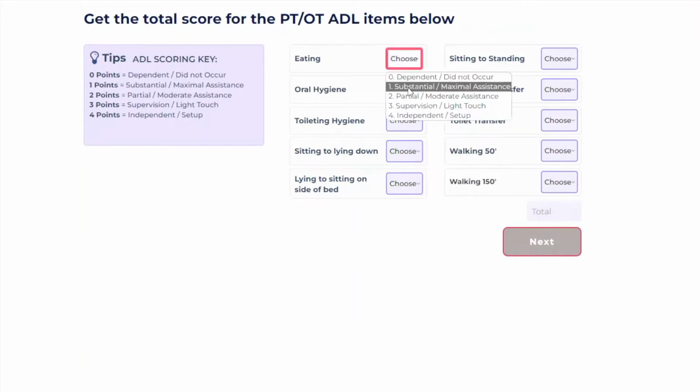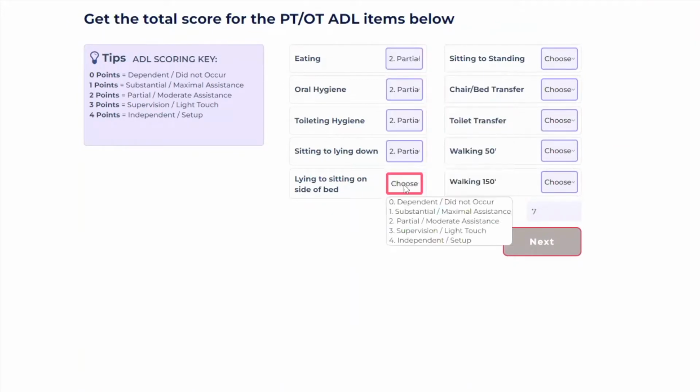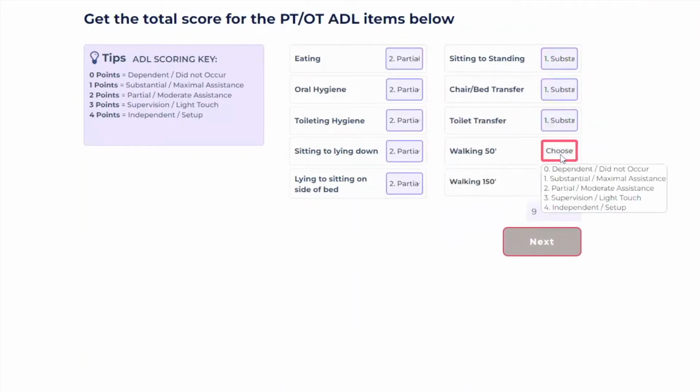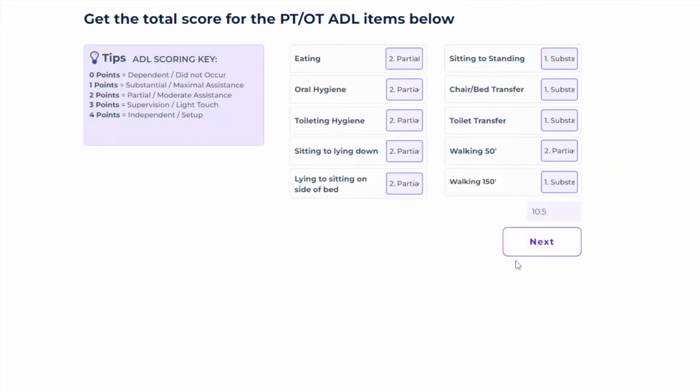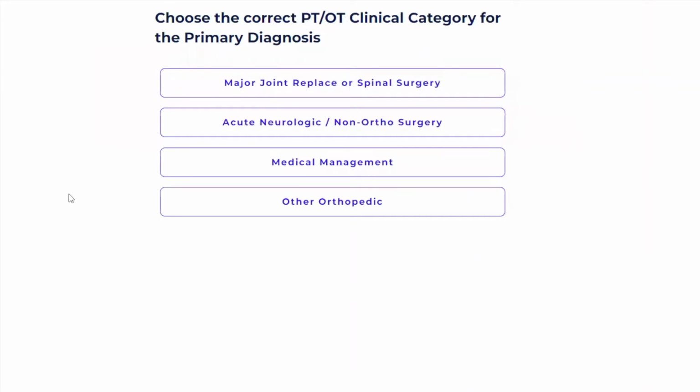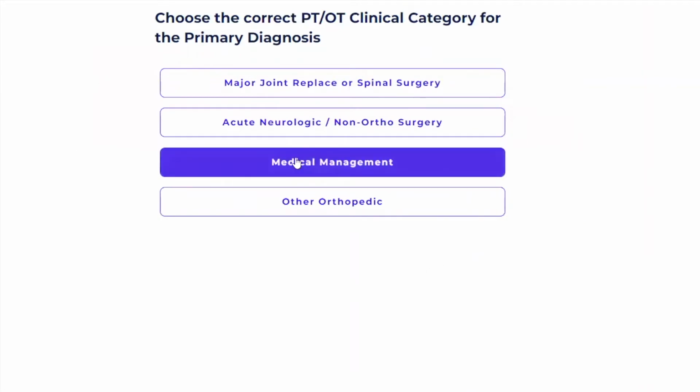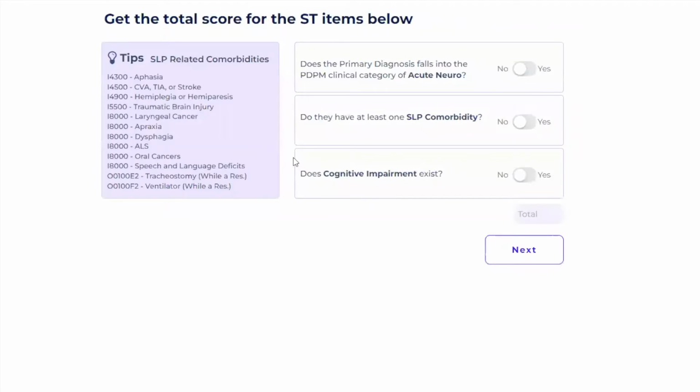Then you'll answer PTOT questions about ADL items based on the documentation in the first 2 or 3 days after you've done some review. Here we get a 10.5 for this half of the PTOT category. The other half is your primary diagnosis, so like pneumonia would fall into medical management. And just like that, you're done with PT in about 10 clicks.